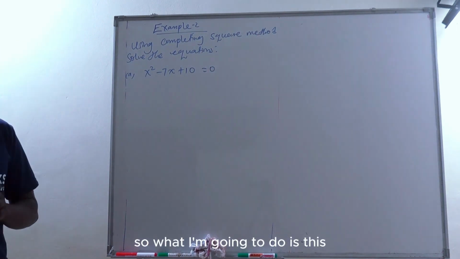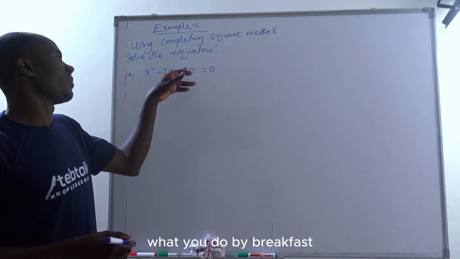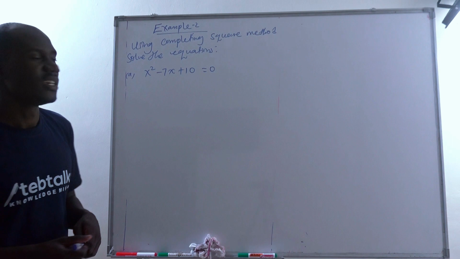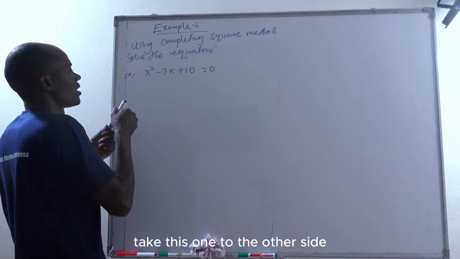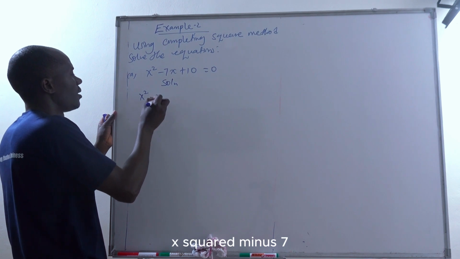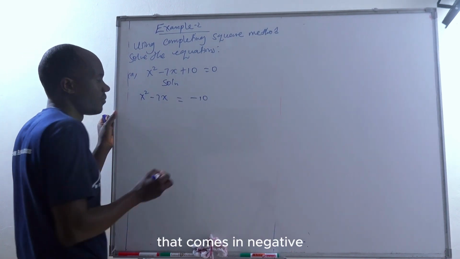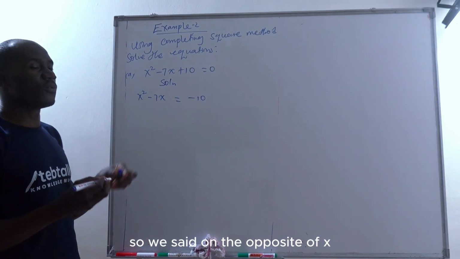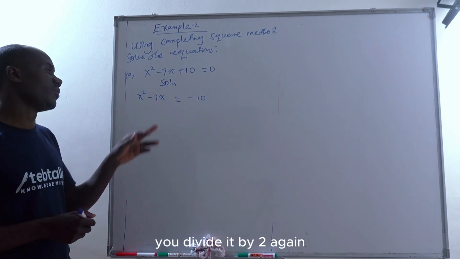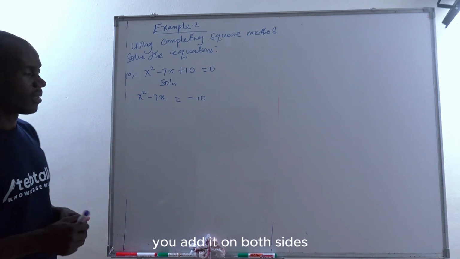So what I'm going to do is this. Now the equation is equal to 0. What you do, you first take this one to the other side. It's going to be x squared minus 7x equals 10, which is positive because it comes across as negative. So on the coefficient of x, you divide it by 2. Again, you add it on both sides.